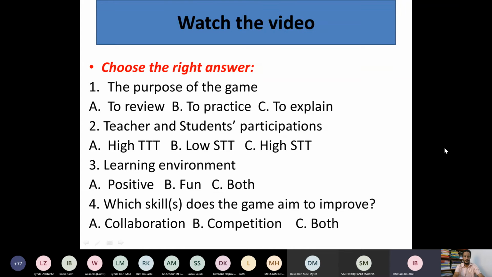The second one, teacher and students participation. Well, it requires high TTT, that means teacher talking time, or low STT, that means students talking time, or high STT. Third one, learning environment. Is it positive, fun, or both? The last one, which skills does the game aim to improve? Is it collaboration, competition, or both? So please try to remember these questions because you are going to watch a video, and based on the video, you should choose the right answer.